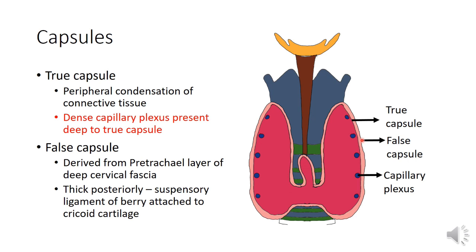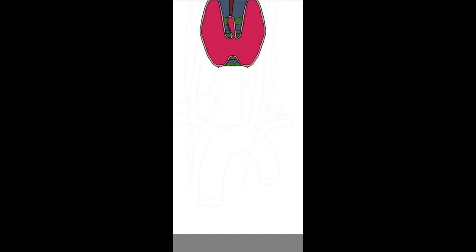We have seen the situation, parts and features of the thyroid gland. Now we will move on to the next topic, that is the blood supply of thyroid gland. First we will see the arterial supply. For that we will have to add the arteries to the existing diagram. We will do that now.